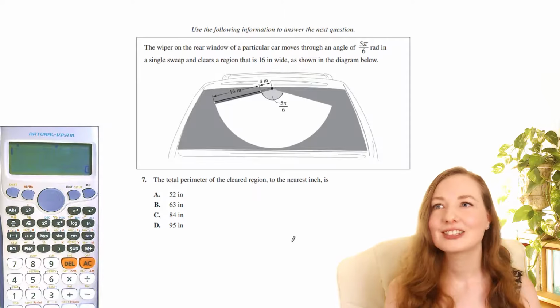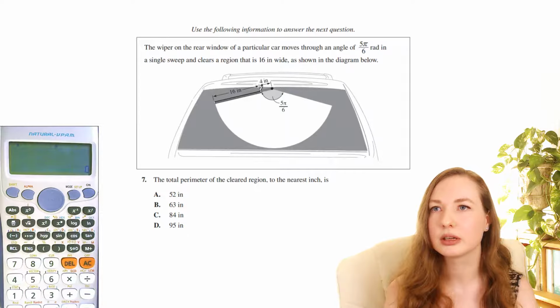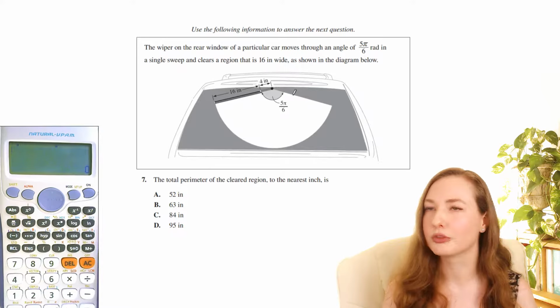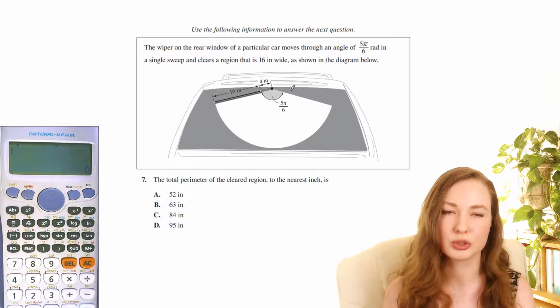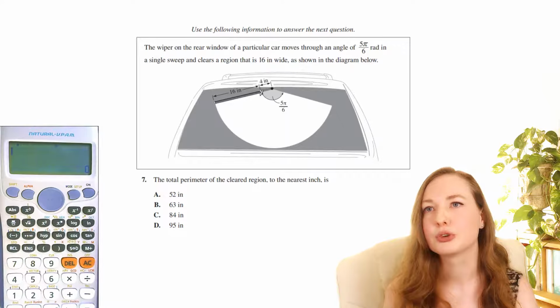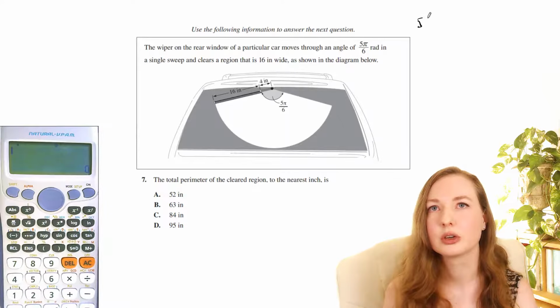Anyway, so all right, let's start with maybe working out this length here. So you may know the formula for arc length is just theta, the angle, times the radius. So 5 pi on 6 is the angle. 5 pi on 6 times the radius, which is 4 inches.